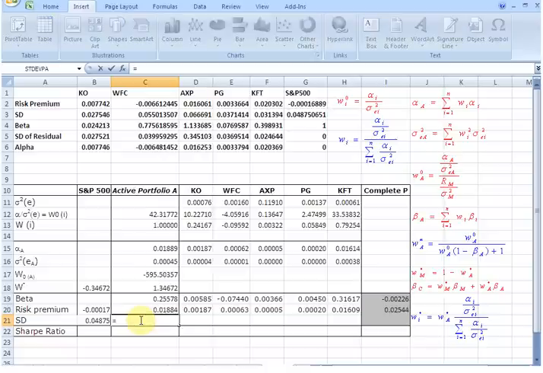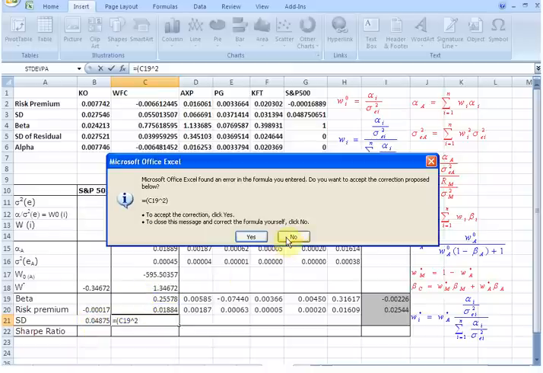We are going to use our single index model definition to calculate the standard deviation. How do we do that? We need to write inside this bracket beta squared for the active portfolio. Well, this is the beta of the active portfolio. We are going to square it up. And we need to multiply this beta squared by the variance of the passive portfolio, which is this here. Well, I did something wrong. Okay.